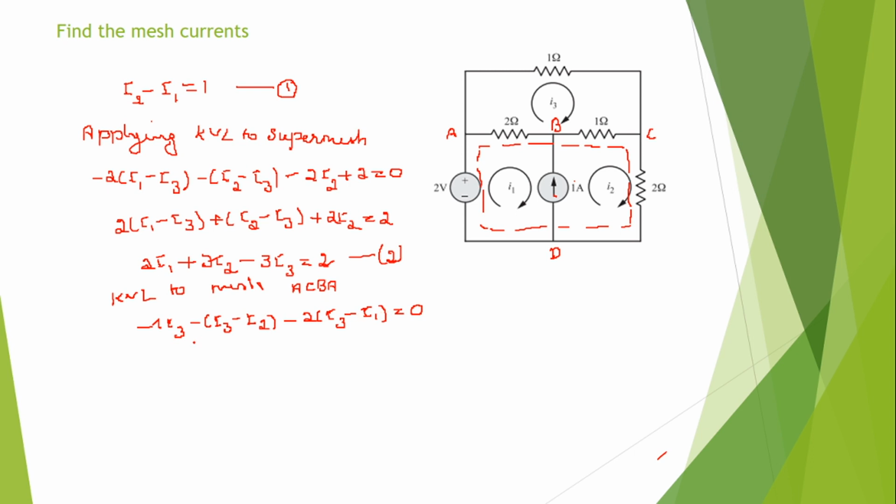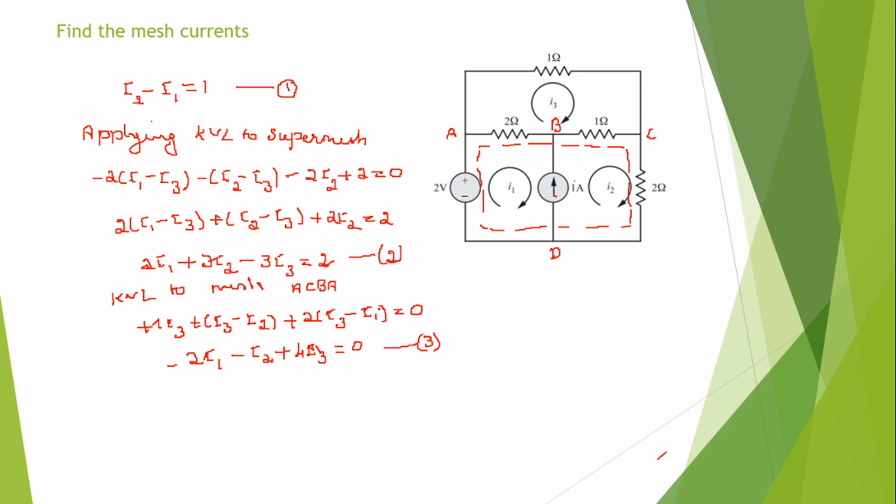So if all are passive element drops, multiply with the minus sign or take them to the other side, that means plus, plus, plus. So what happens with simplification? Minus 2I1 minus I2 plus 4I3 equal to 0. So this is the third equation.